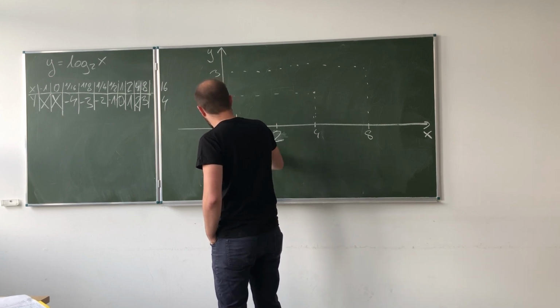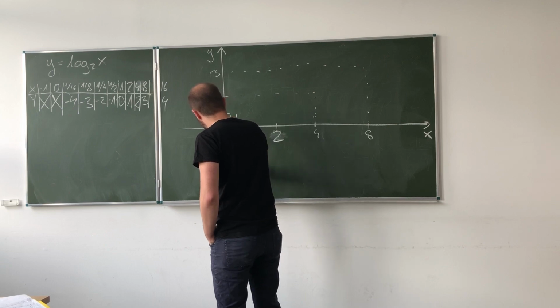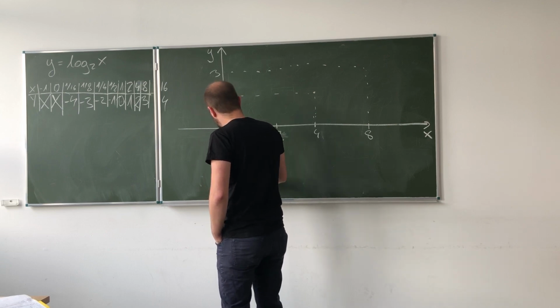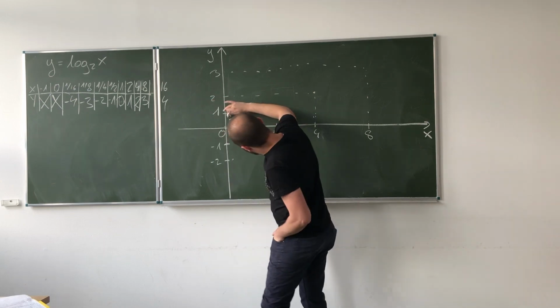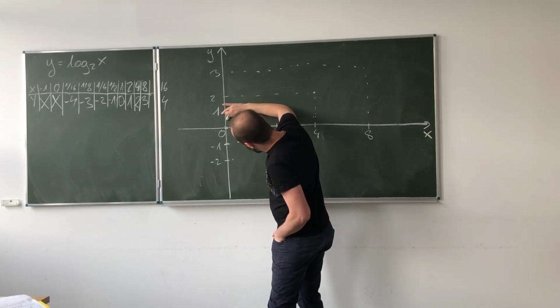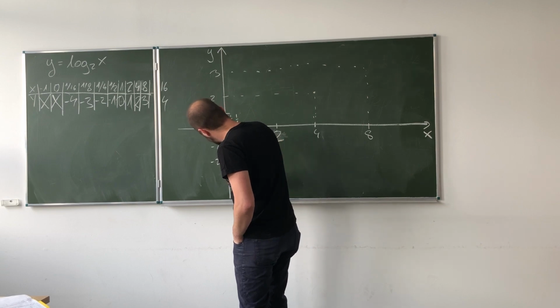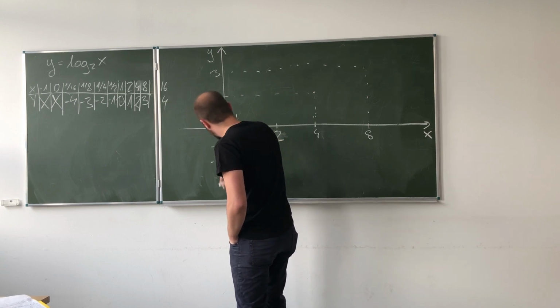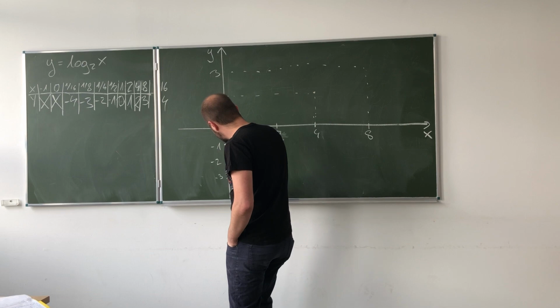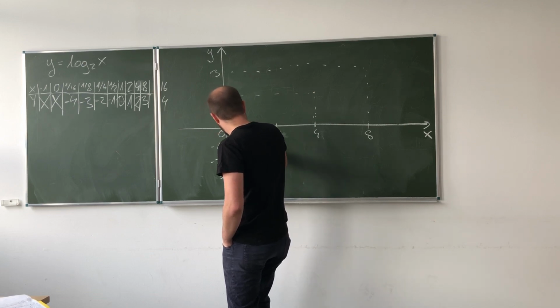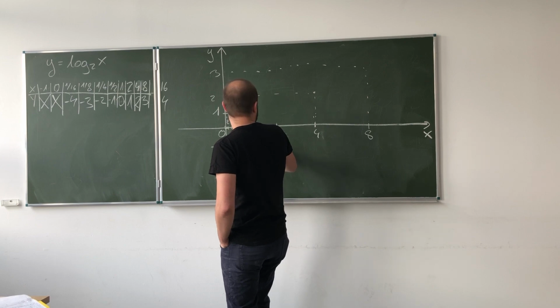To 1 over 4, the power is -2. And of course, if I would like to get 1 over 8, somewhere over here, the power would be -3. Now, if I connect all those dots, hopefully it's going to produce a nice shape.